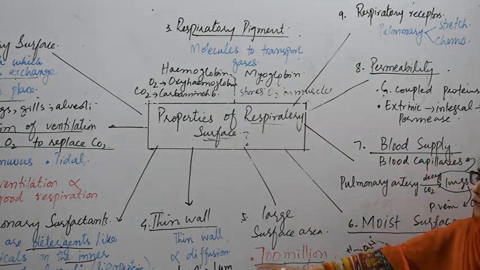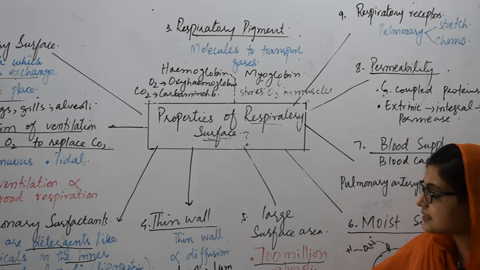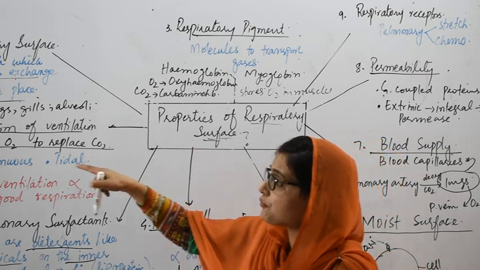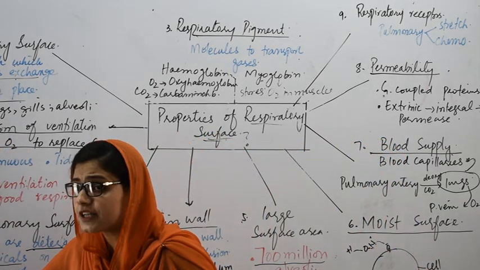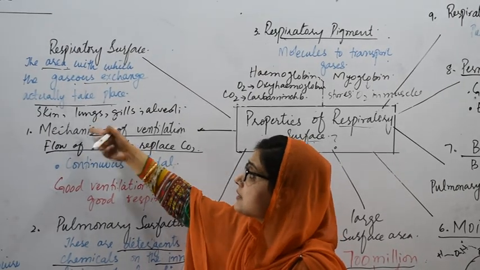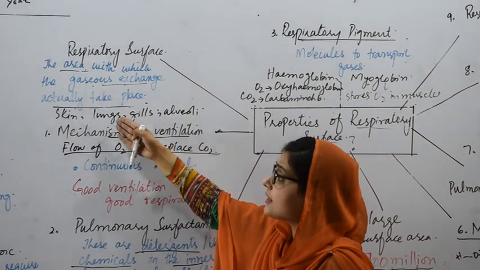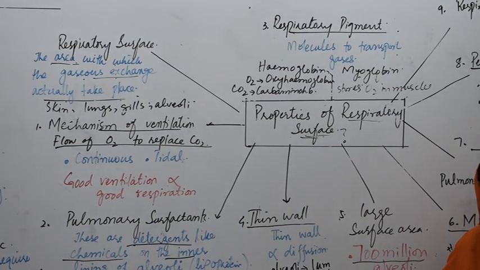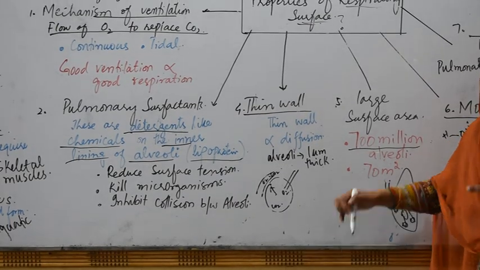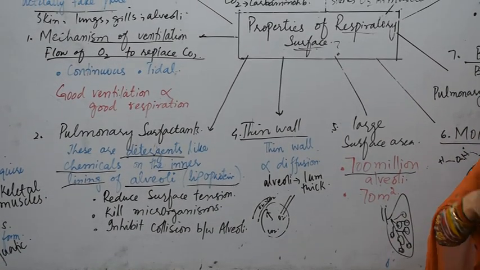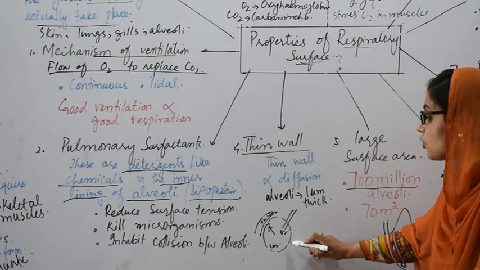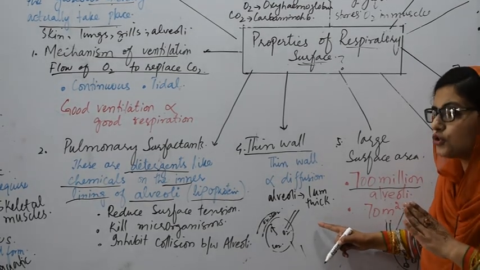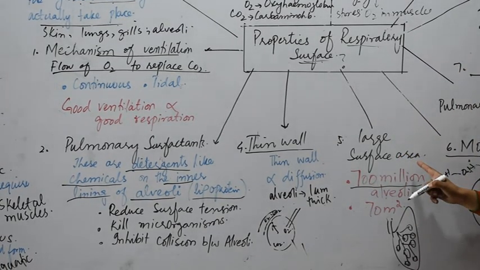Okay? Then the fourth property, that is the thin wall. The respiratory surface must be thin. अब जो respiratory surface है, that can be skin, as we have discussed in continuous respiration. ठीक है? It can be lungs, it can be gills, it can be alveoli. So in lungs we have alveoli, and the surface of the alveoli must be thin. यानी उसकी membrane की thickness ज़्यादा नहीं होनी चाहिए. If it would be thick, then there would be a hindrance in the exchange of gases. So it is only 1 micrometer thick, and this 1 micrometer can easily facilitate the diffusion of gases. ठीक है? Then the surface area.